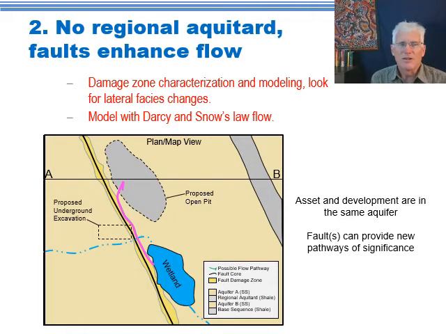A second case is where there's no regional aquitard and faults definitely can enhance the fluid flow or create new pathways. What's happening basically is that the proposed development is in the same aquifer or the same geological unit as the asset. So we show here a wetland right down the street from a proposed open cut excavation, or just around the corner from a proposed underground excavation, and there's a fault, and so the fault can have enhanced fluid flow, for example, through the damage zone, and can provide a new pathway of significance.